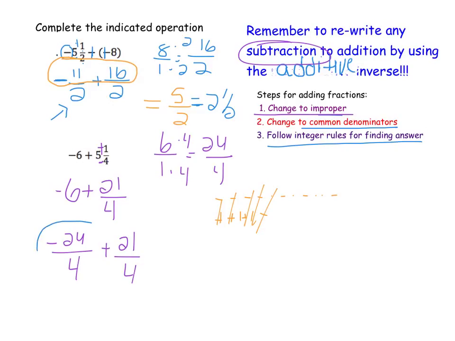And I like to circle my numerators because my denominators are going to stay the same. Negative 24 plus 21. Opposite signs, we subtract the absolute value and take the sign of the greater. So negative 3/4. In other words, if these negative 24s went to battle with these positive 21s, these 21 positives would cancel out 21 of these negatives, and we'd be left with 3 negatives standing.